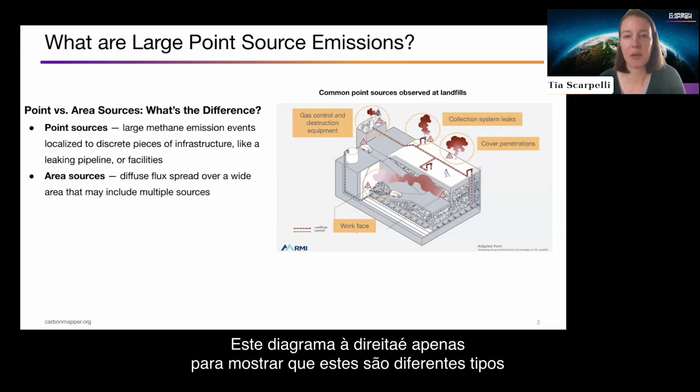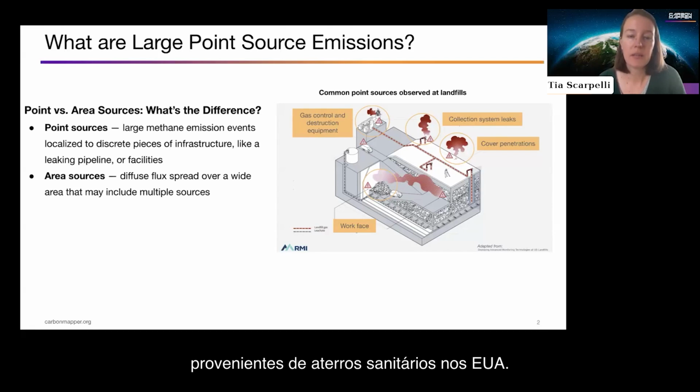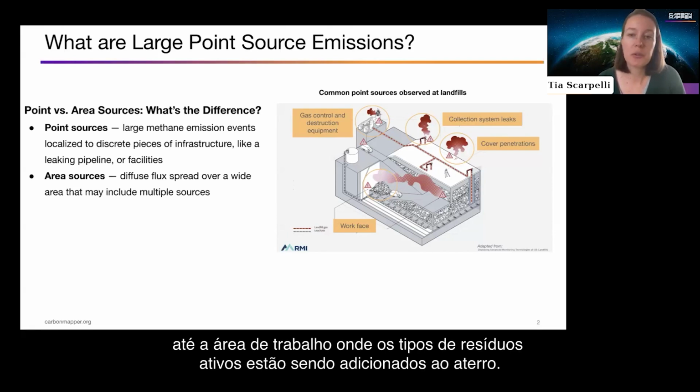And so this diagram on the right here is just meant to show these are different types of equipment and activities where we've seen these point sources of methane originating from on US landfills. So it ranges from fugitive leaks from a collection system or cover issues to the landfill working area where active waste is being added to the landfill.